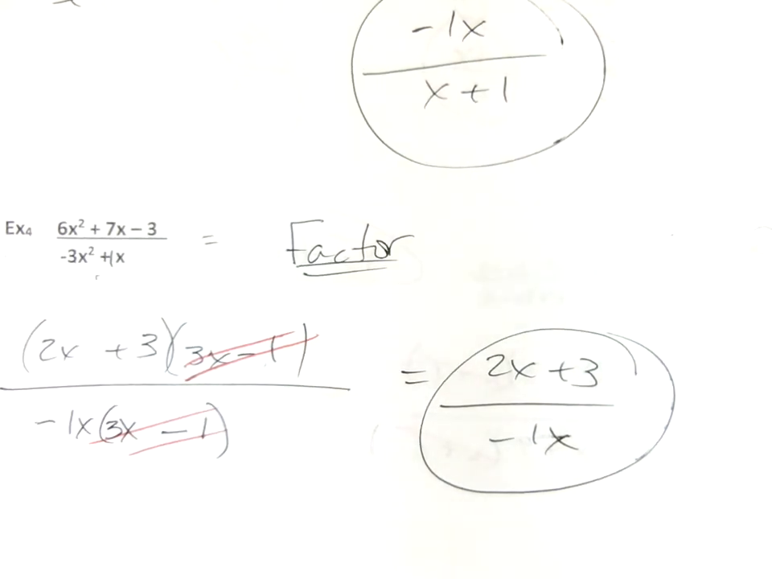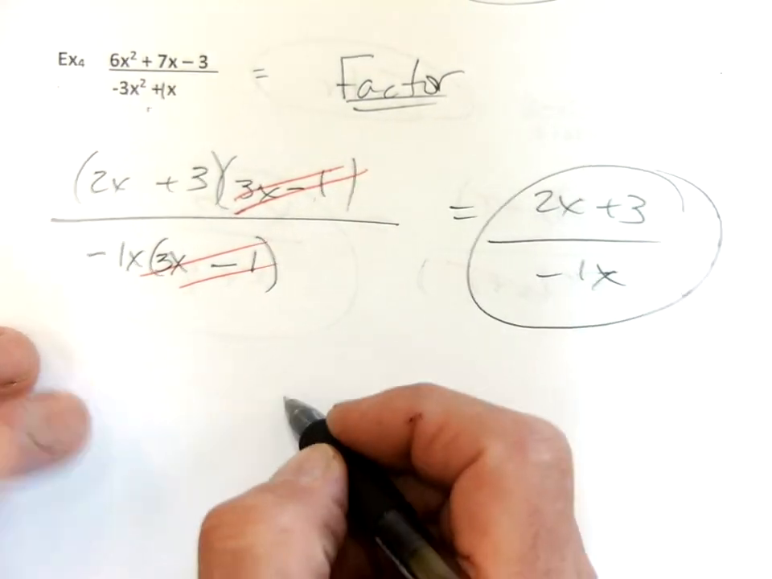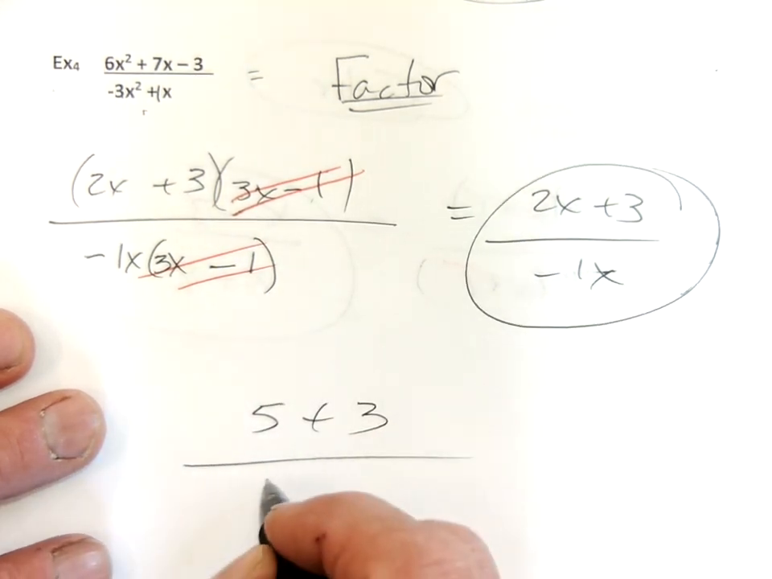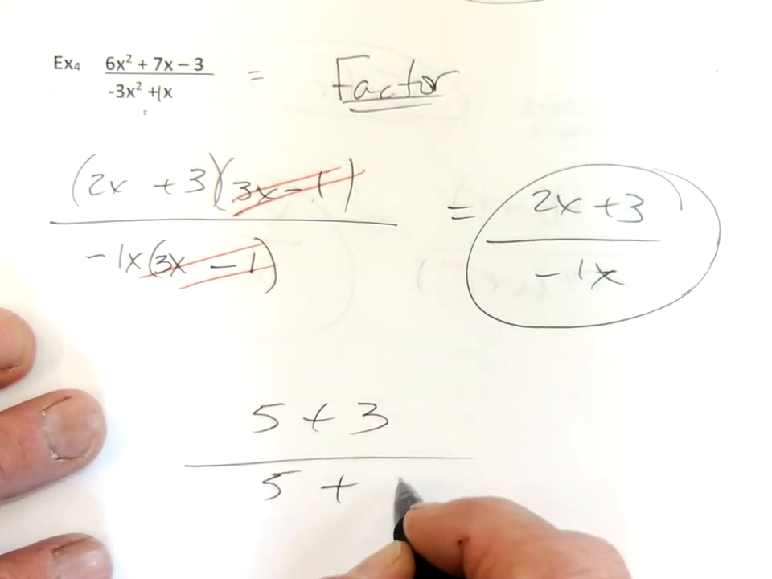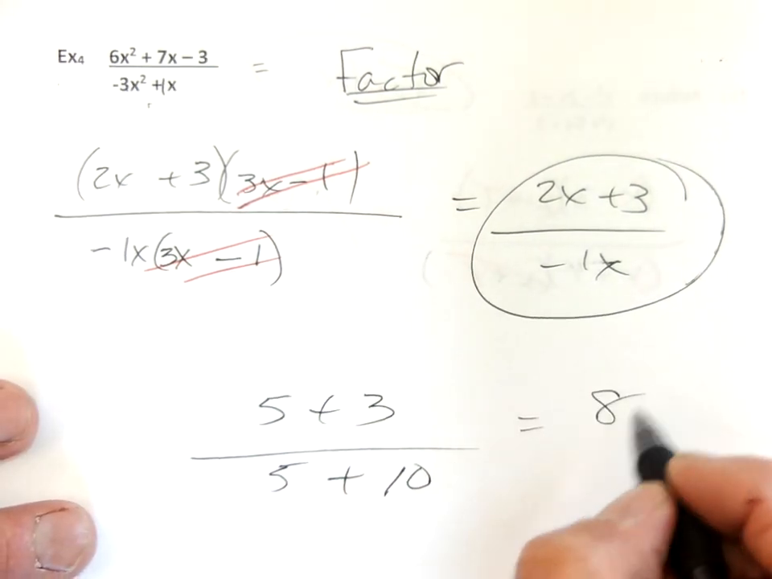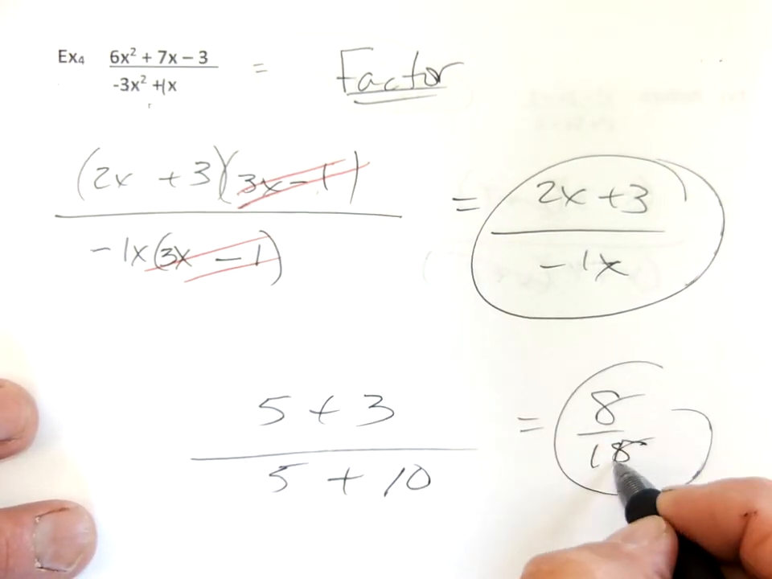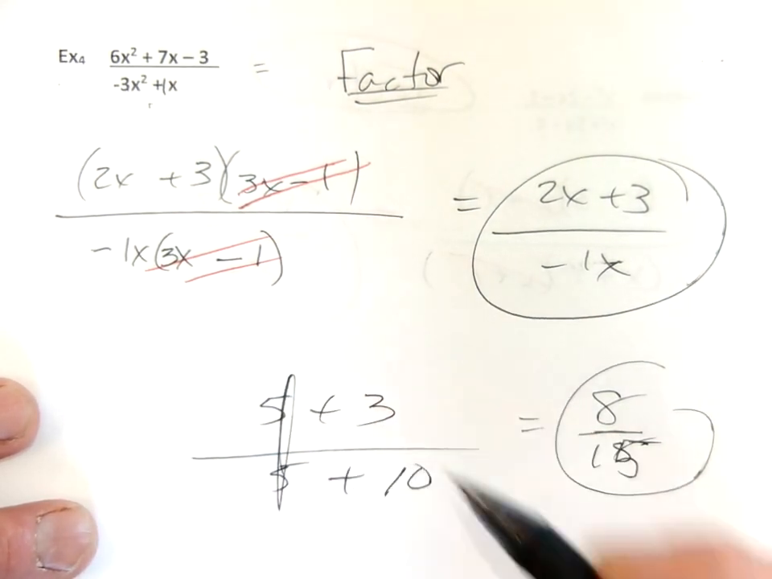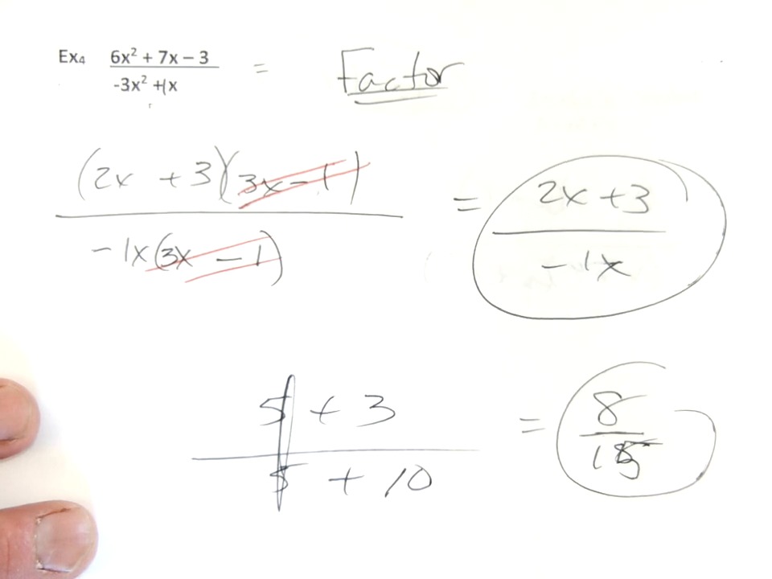Okay, let me show you why. Finally, why don't you cancel the x's? Real easy example. If I have 5 plus 3 divided by 5 plus 10, okay? The answer should be 8/15. Yes, 8/15, because you have to add them first. If you cancel the 5s, you get a totally different answer. You have to add them. So you need to add them before you divide.